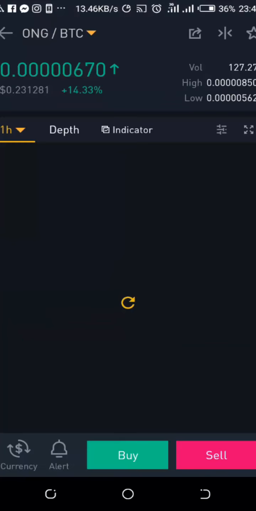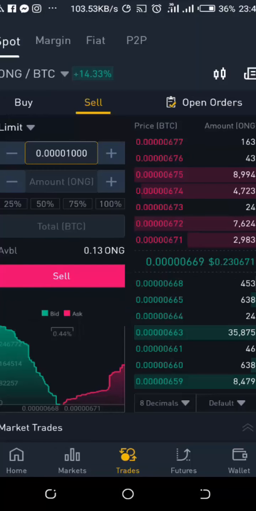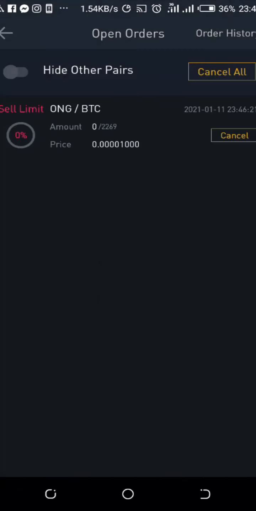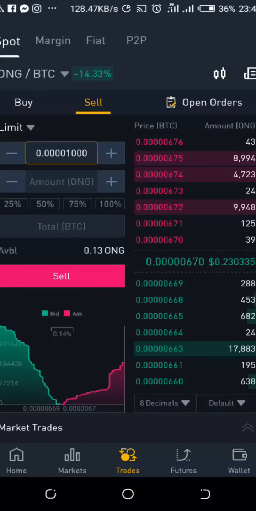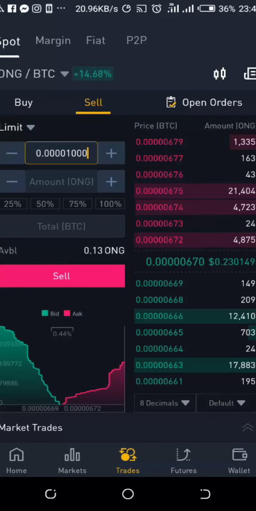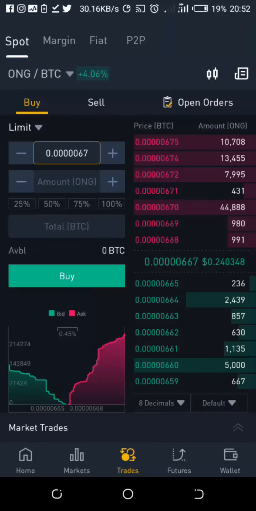Let's see the graph. The price is 670. Okay, sell, open orders, make sure everything is set, then we go back. All right, so we will still come back and monitor the market and see in another video whether our sell order has been executed or we need to adjust it. Okay, all right, stay on this trade on ONG in the pair of BTC.